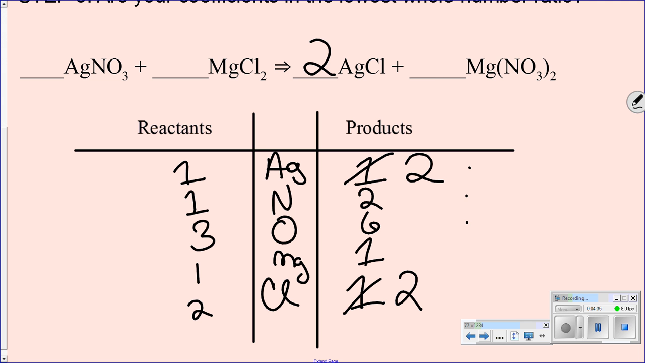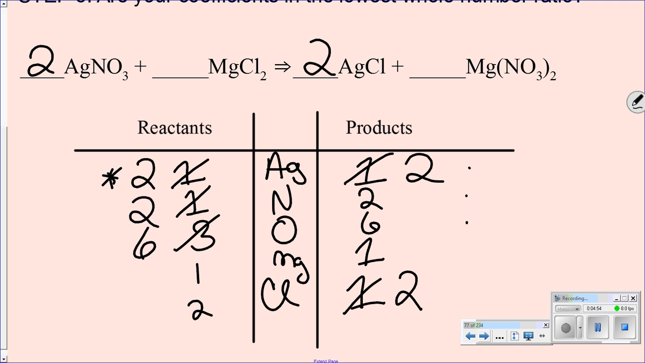What's really nice is we need more of them over here on our reactant side, and we have the compound silver nitrate, which has all of those elements in it. By simply throwing a 2 right here, we have now made this 2, nitrogen is 2, oxygen is 6. So now we can check our work.